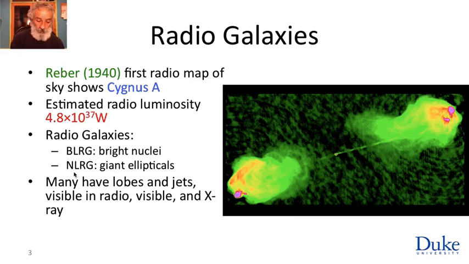On the contrary, the narrow line radio galaxies are typically hosted by giant elliptical galaxies, and very often, as in this case, they are accompanied by lobes at the ends of jets, and these jets have all kinds of internal structure, as we've seen in previous situations where we saw jets, and the jets emit radio, visible light, and large amounts of X-ray radiation.